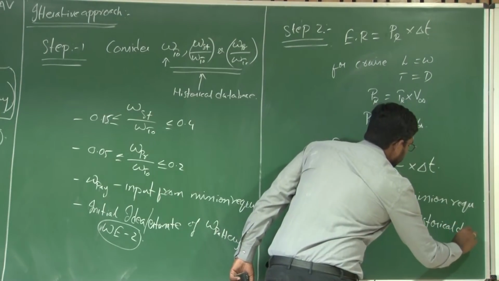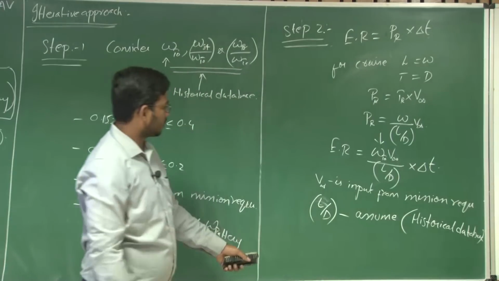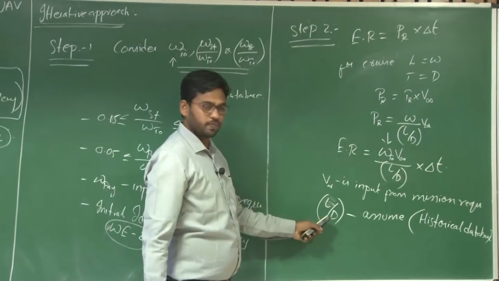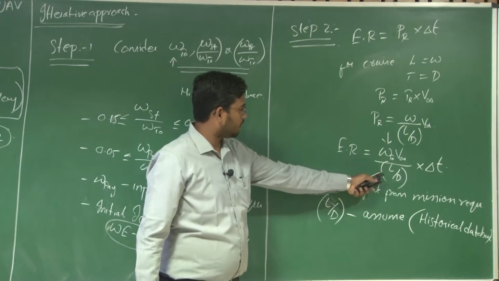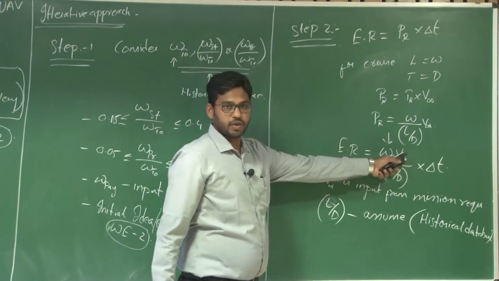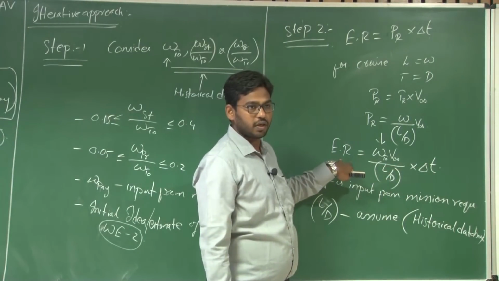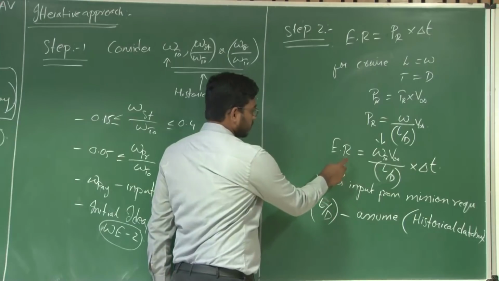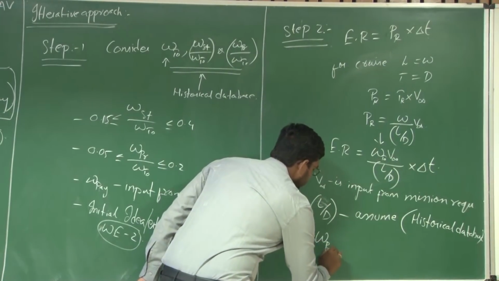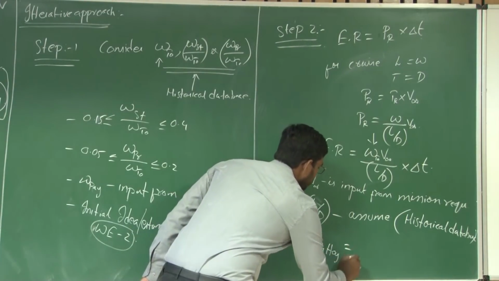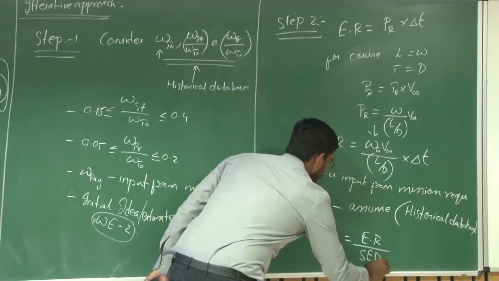So the only assumption that you have to make here is the corresponding L by D, right? Once you know the L by D, you have WTO, V infinity and the time of flight, so you can figure out the corresponding energy required. Once you have this energy required, you can estimate the battery weight, which equals energy required divided by specific energy density.